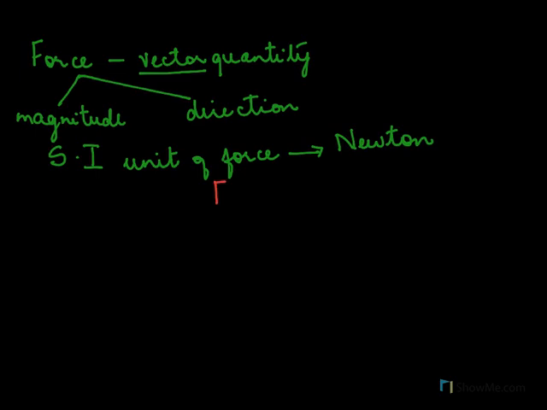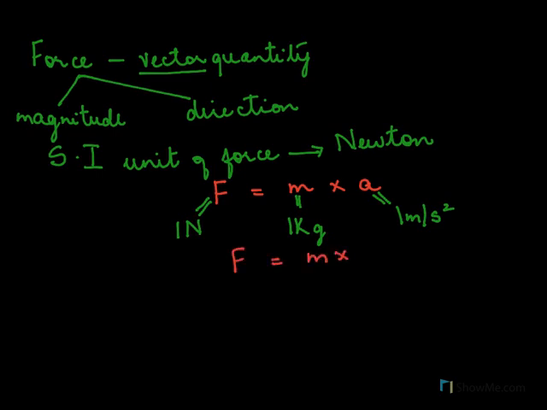Now to define 1 Newton, we start with the expression F equals m into A. If this has to be 1 Newton, we know our mass has to be 1 kg and our acceleration has to be 1 meter per second square, because then when we put F equals m into A, 1 into 1 will become 1 Newton. 1 kg into 1 meter per second square.